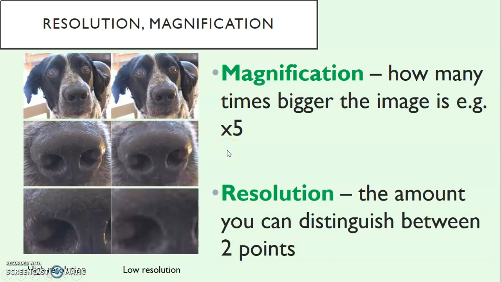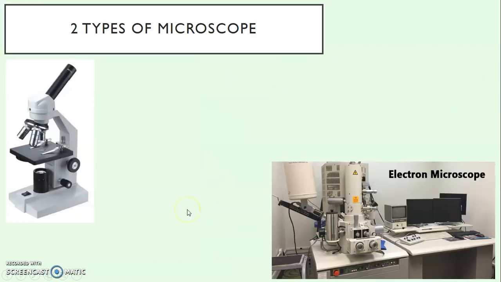Resolution is the amount you can distinguish between 2 points. So over on this side, on the left, this is a high resolution. You can really clearly see the detail as you magnify. You can see a lot of detail between 2 points. Whereas on the right hand side, you can see although we're making the image bigger, it's not getting very clear. So that's got a low or a poor resolution. So resolution is just about the amount of detail we can see.